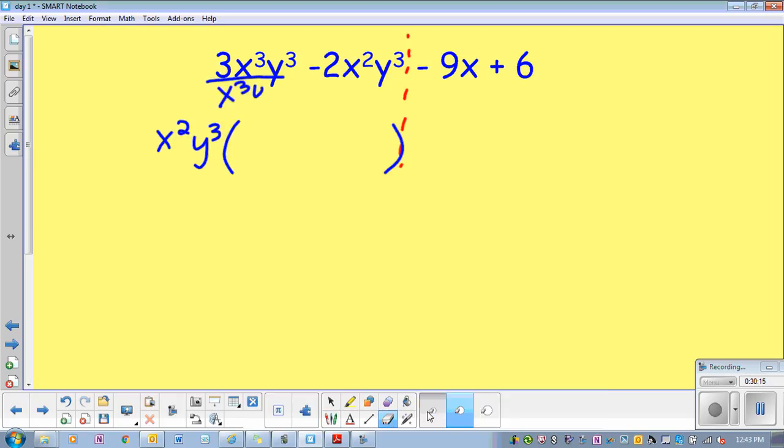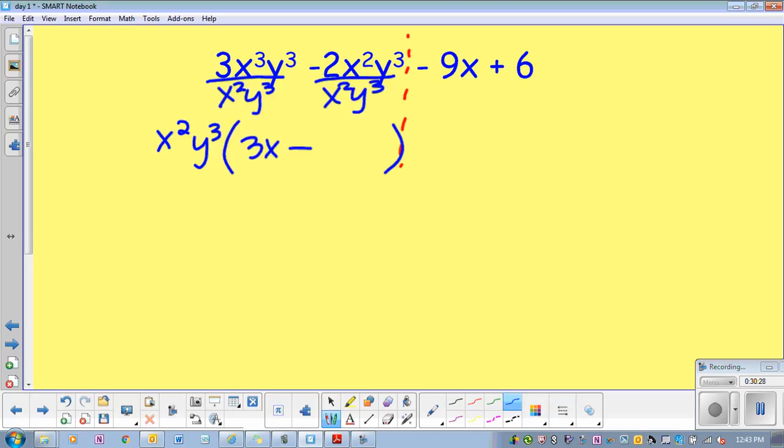Y cubed, obviously, I squared. Obviously you can't write and think at the same time. Okay, there we go. X squared y cubed times 3x minus 2. And then you divide by negative 3. Good. On the right-hand side, negative 9x plus 6, your GCF is negative 3.